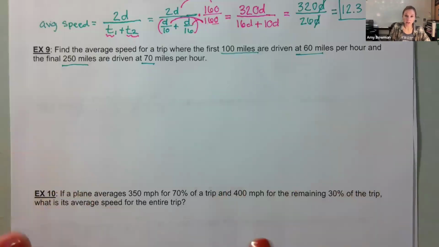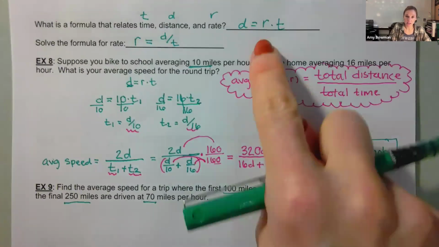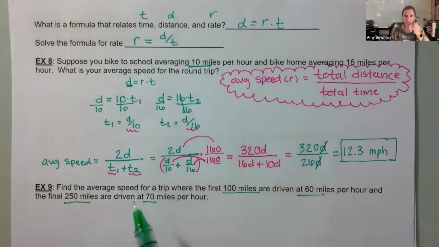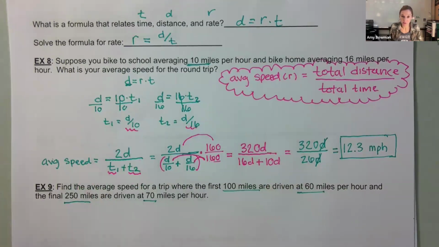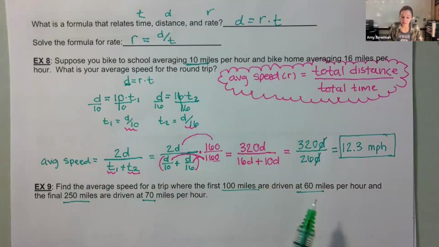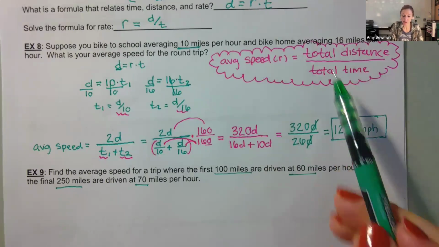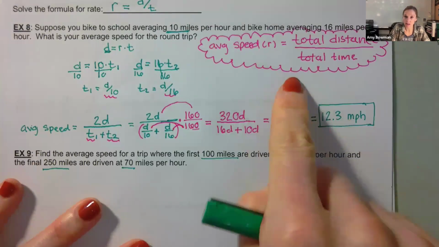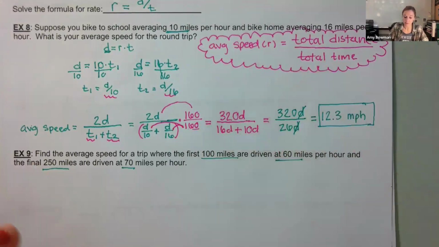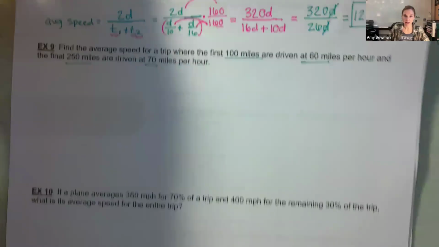But we're always starting with that original relationship that I emphasized here, distance equals rate times time. We'll set up two equations, one for the first 100 miles, one for the second 250 miles. And then we will find average speed by dividing total distance by total time. So again, if this isn't on your paper, average rate, total distance over total time, get it down because you're going to need to refer back to that.